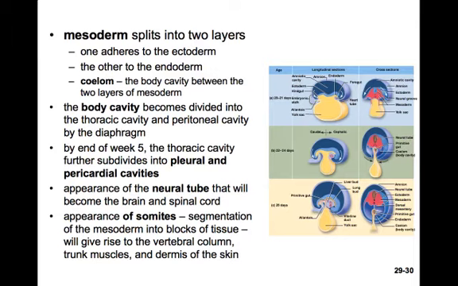We'll see the appearance of the neural tube. The neural tube will become the brain and the spinal cord. In addition, we'll see the appearance of somites. Somites are remnants of segmentation that we see in the mesoderm, and it will give rise to the vertebral column, the trunk muscles, and the dermis of the skin.